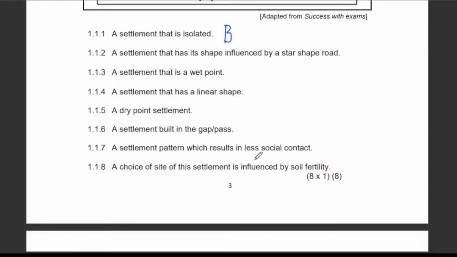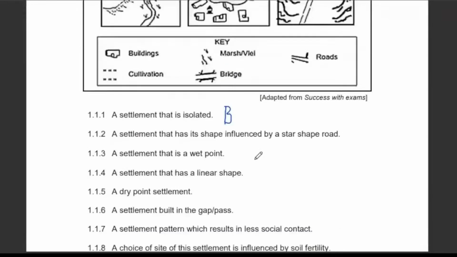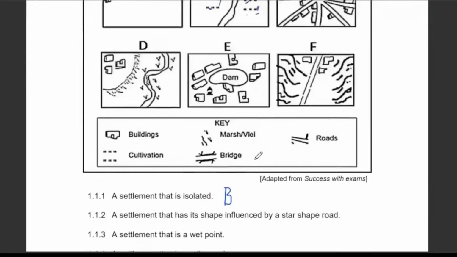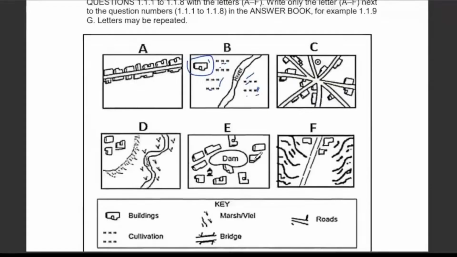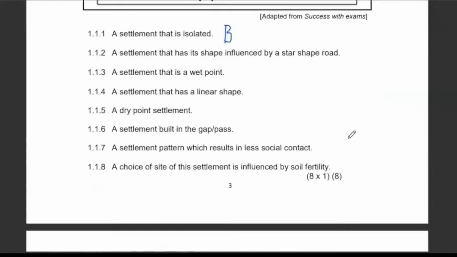A settlement that has its shape influenced by a star shape. A star shape is a stellar settlement. So if we try to look at these settlements, we tend to find that this is a star. You can see how these roads are intersecting with one another. They give us a shape of a star. You can see this intersection here. And the buildings are located in such a way that they are influenced by the star shape of that particular settlement. So the correct response for that one is C.